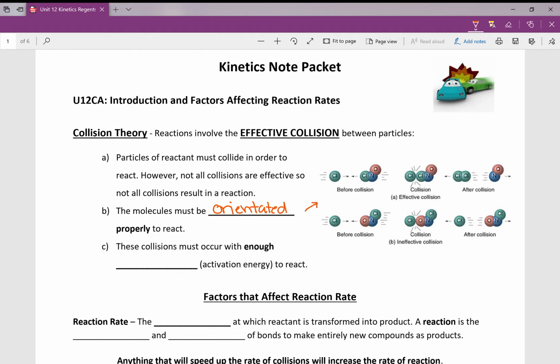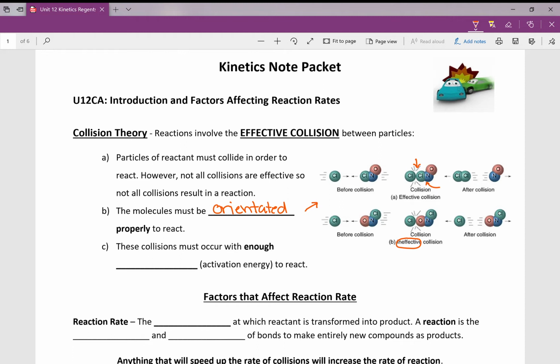So in order for this chlorine atom to react with this molecule, the two chlorines have to be able to collide, which will then form a bond here. And then it also is going to break a bond between the chlorine and nitrogen. However, if the chlorine reacts with the oxygen side, that orientation, which is going to be ineffective, is just going to basically bounce off of each other, and then it doesn't result in a reaction.